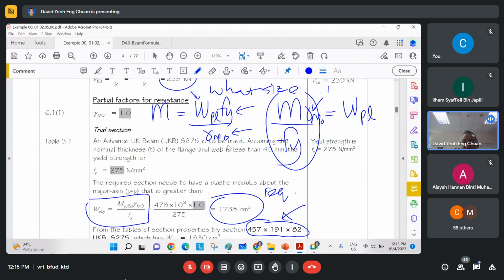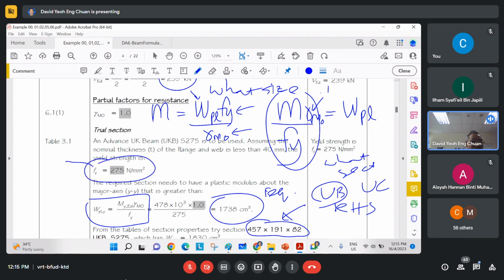First of all, what section? You decide what section. Do you like a UB, or a UC, or an RHS? You decide. In this case, it's a UB. And you also have to decide what grade you want to use. This case is S275. And then you decide what thickness you want. Do you want less than 40 mm? If so, then this is your grade strength, 275. Okay, he has sent to me. Let me have a look.